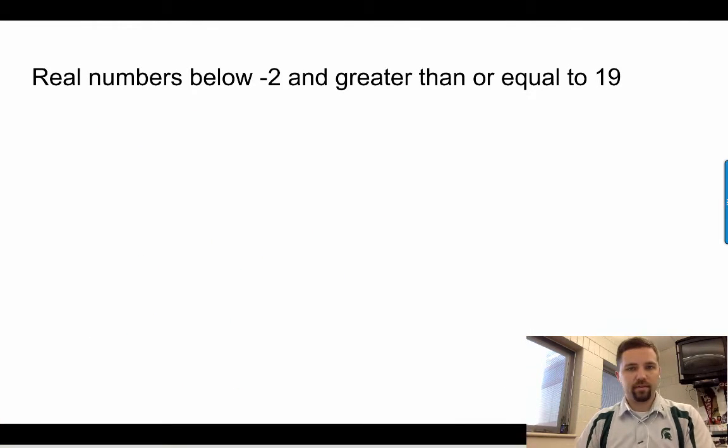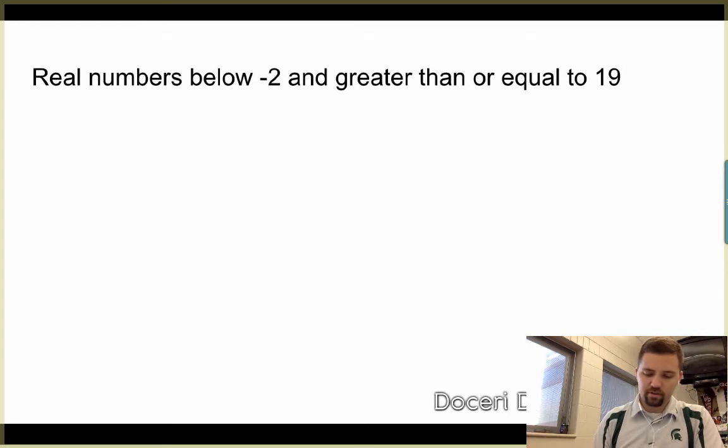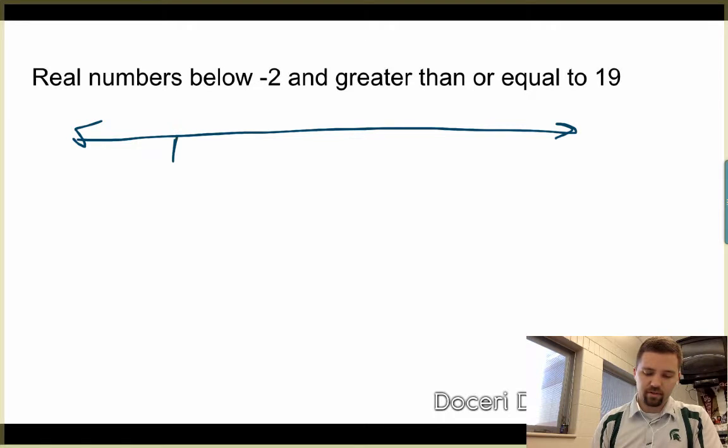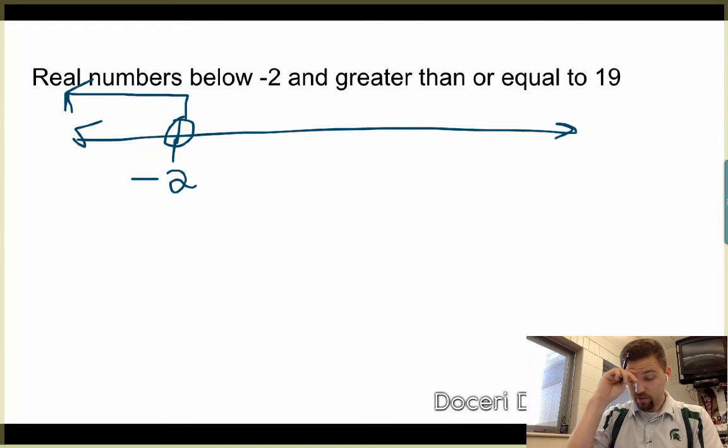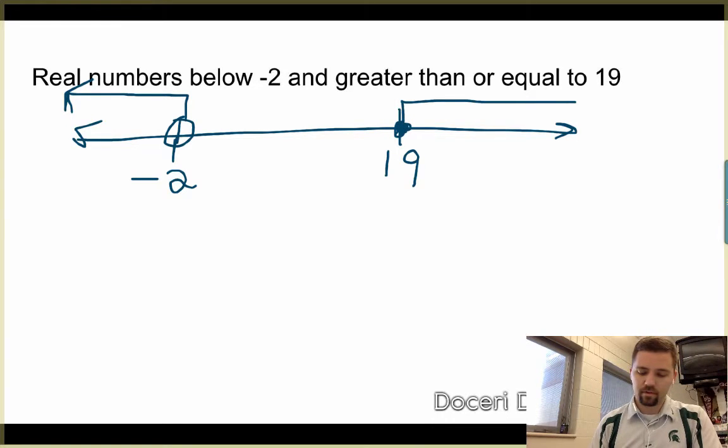Real numbers below -2 and greater than or equal to 19. So let's look at that on the number line first. Just below -2. Okay, well, here's -2 on the number line. Not including, so it's an open dot, and then an arrow to the left, or shading to the left. Then, and also greater than or equal to 19. So we'll put the number 19 on the number line with a solid dot, indicating that we're including it.